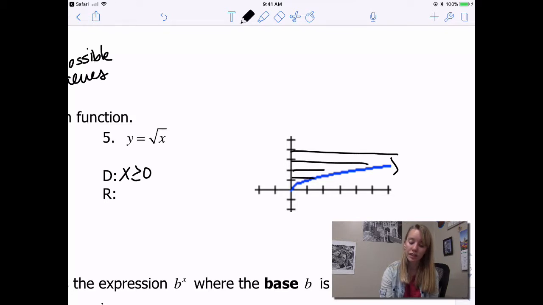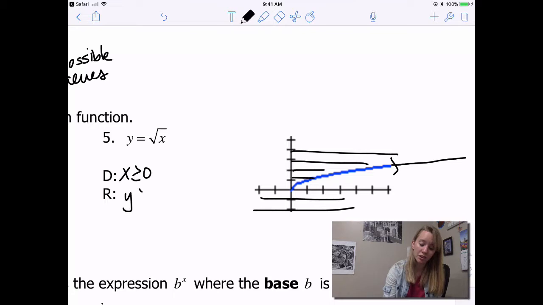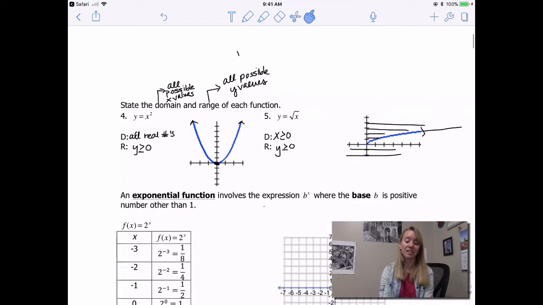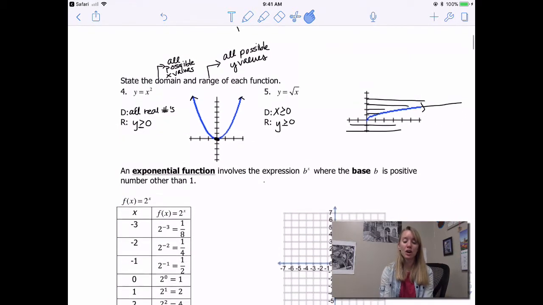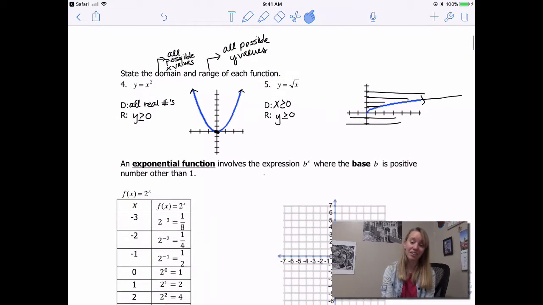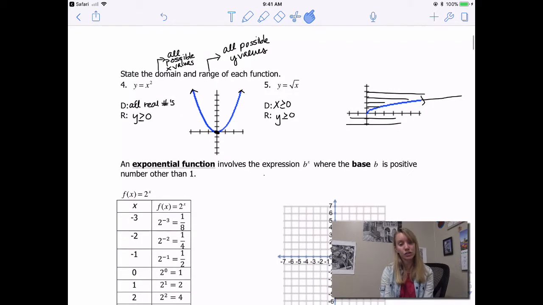That will eventually intersect. But all of these negative y values never get hit by the graph. So my y's also have to be greater than or equal to 0. So we'll see how this plays into our graphs today. Pretty much we're going to be graphing functions and then deciding their domain and their range.